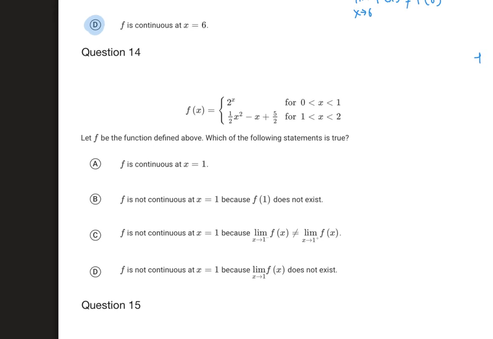Okay, number 14. Let f be the function defined above. Which of the following statements is true? They all talk about either f is continuous or it's not continuous for some reason. So let's first figure out if it's continuous or not.